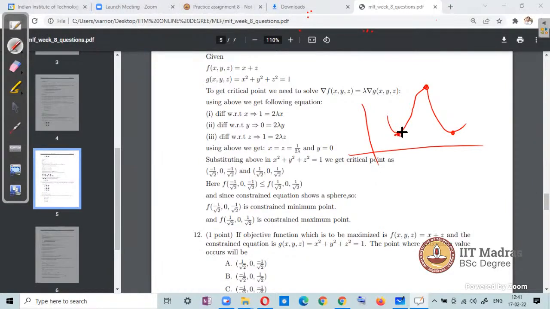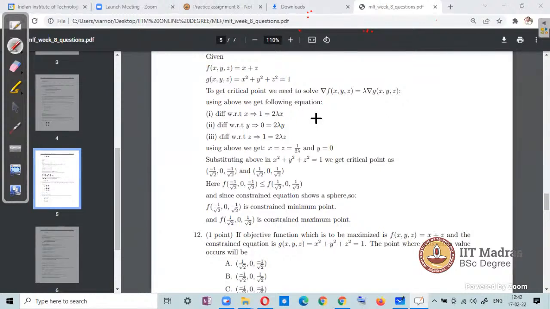Now after putting it in your function, you will check whether it's a minimum point or a maximum point. Here in this question, since it is a constrained question, it is written that we get critical points. So these two are critical points. Which one is minimum and which one is maximum? I don't know. When I put it in the function, only then will I know whether it's a minimum or maximum point. It won't affect your final answer because the x, y, z values will be the same.